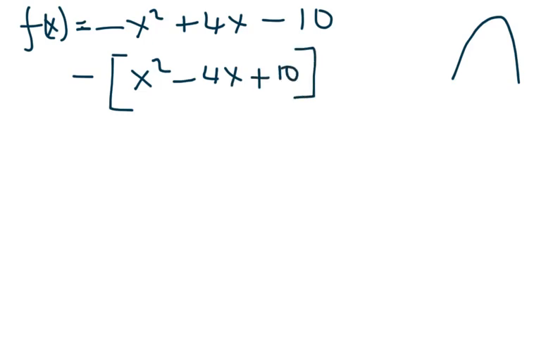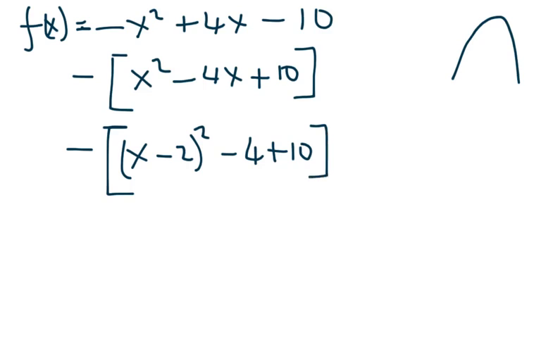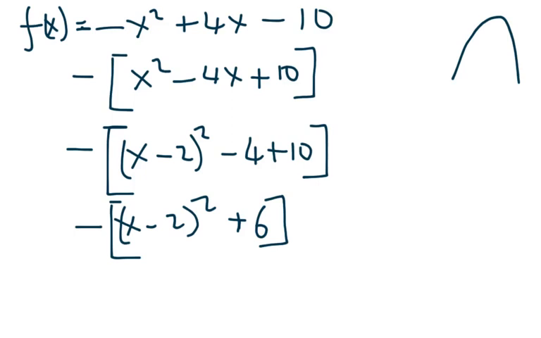And then I proceed exactly as I did the last time. The minus, I can bring it back in later on if I like, but that's going to give me minus, square bracket, x minus 2 to be squared, minus 4 plus 10. That's going to give me minus x minus 2 to be squared plus 6. Now let's get rid of the big brackets: minus x minus 2 to be squared minus 6.